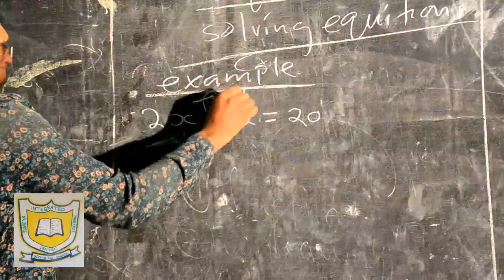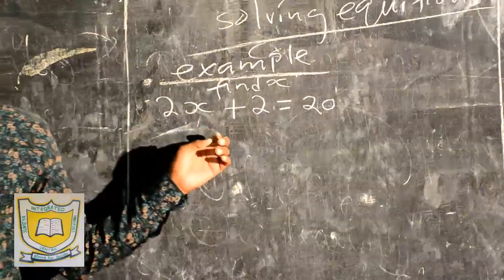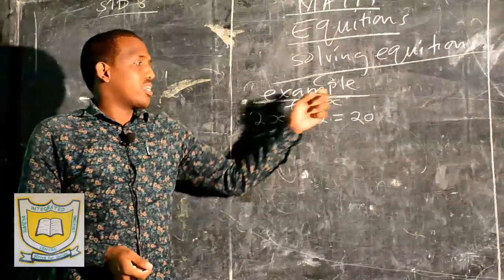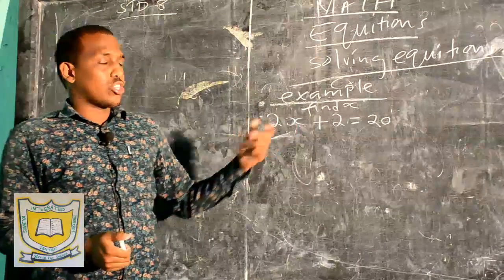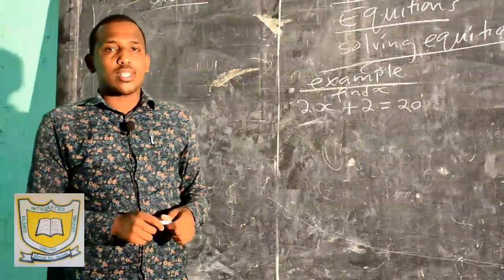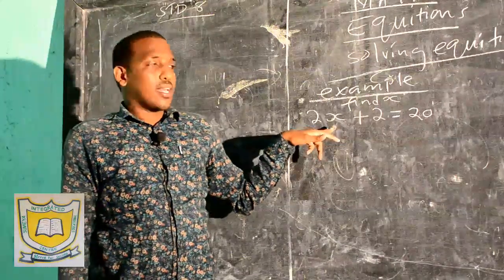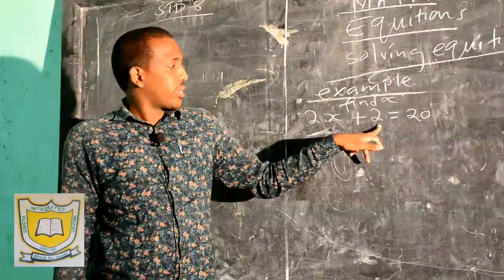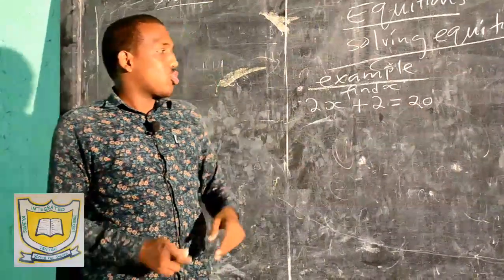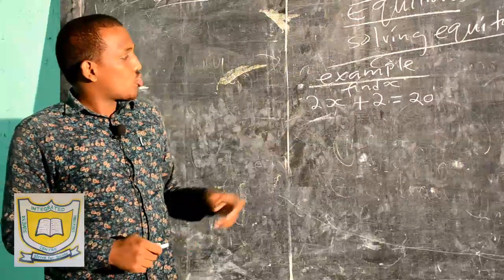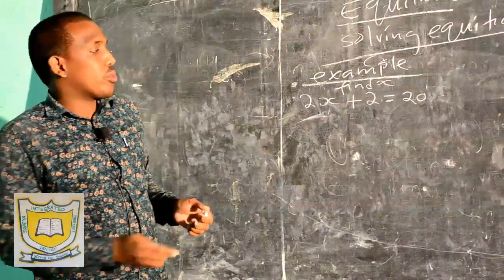Then someone will tell you, find x. So we want to get the value of x. How do we get the value of x? When we want to get the value of x, we first check the question, whereby we collect the like terms. 2x has a letter, this one has no letter, and this one has no letter. So we group the like terms. Since this one has a letter and this one has no letter, what we do is we move the 2.